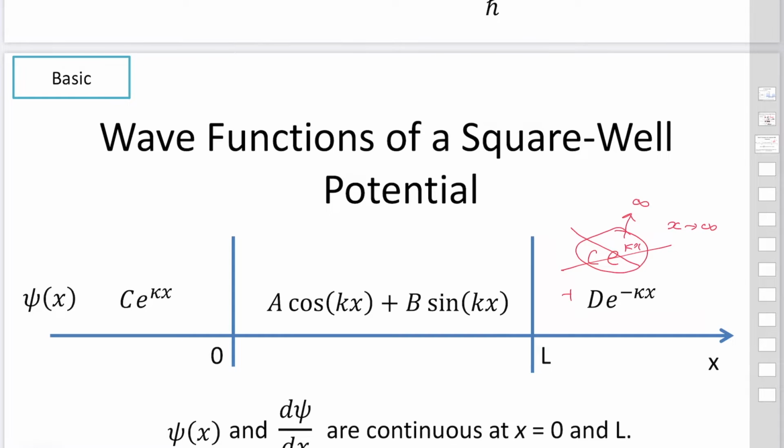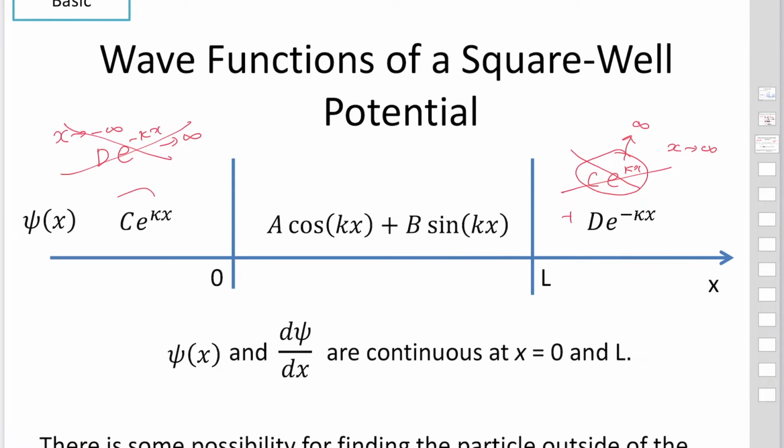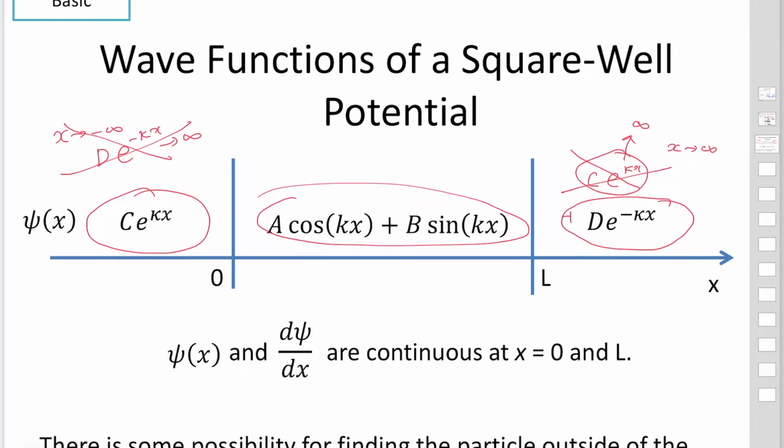Same reason in the situation where x is equal to minus infinity. D exponential minus kappa x is equal to infinity. So we'd like to remove this quantity. So the psi can be expressed just as c exponential kappa x when x is less than 0, or d exponential minus kappa x when x is larger than L. Between 0 and L, you can express it as a cosine kx plus b sine kx.